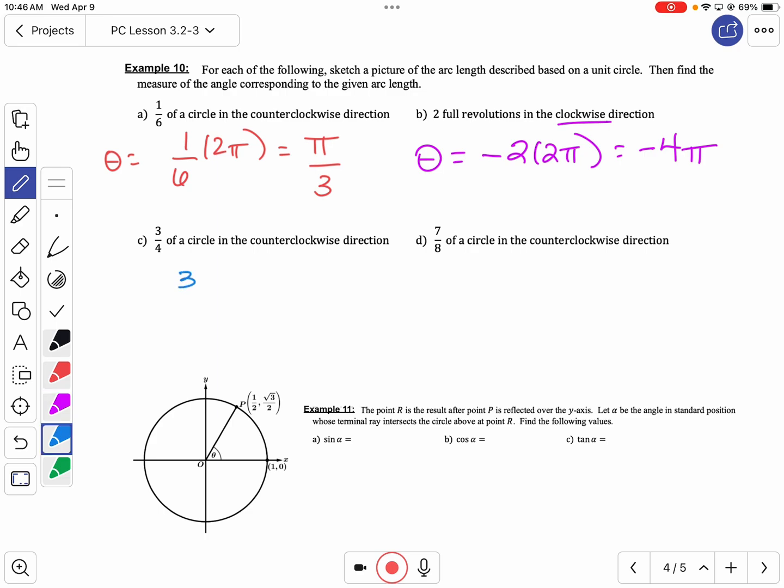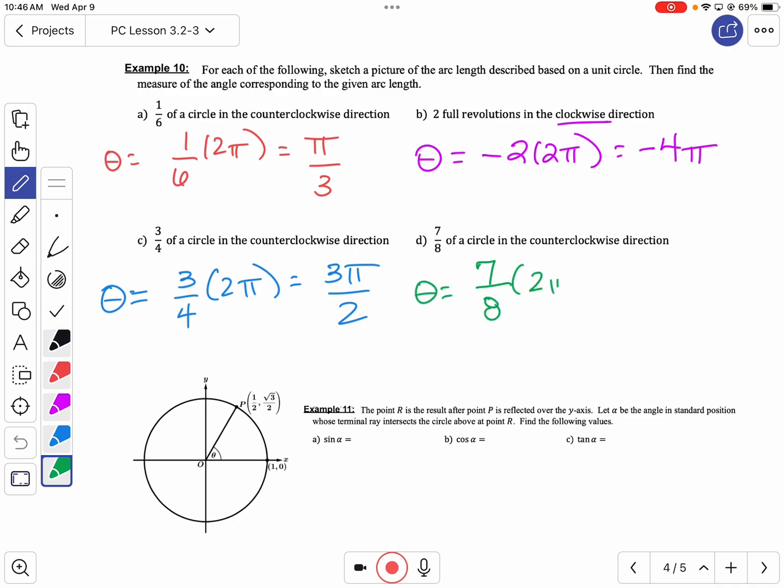The next one, 3/4 of a circle in the counterclockwise direction, positive or negative? Positive. That gives me 6 pi over 4 or 3 pi over 2. All right. 7/8 of a circle in the counterclockwise direction, positive or negative? Positive. 14 pi over 8 would be 7 pi over 4.